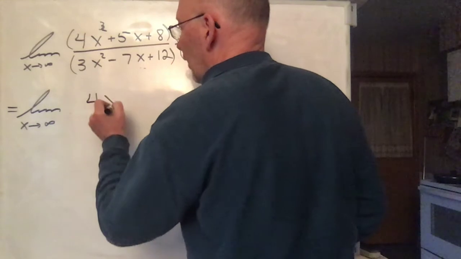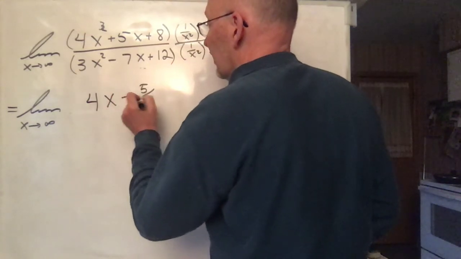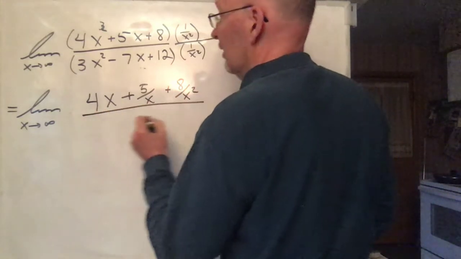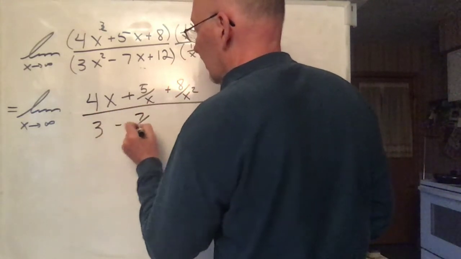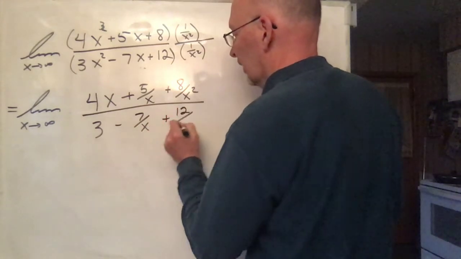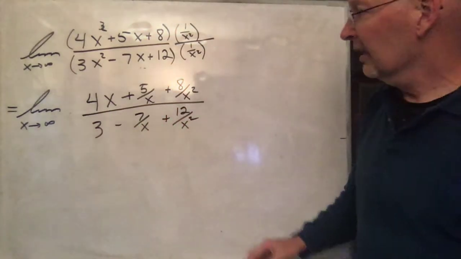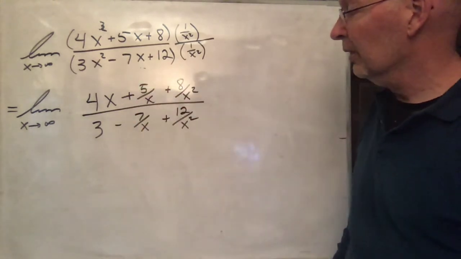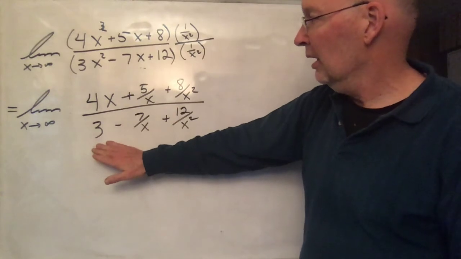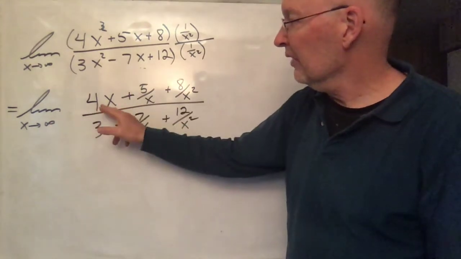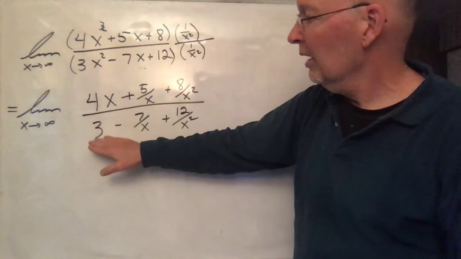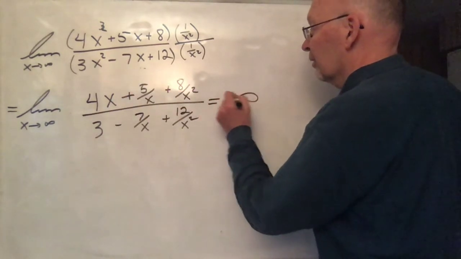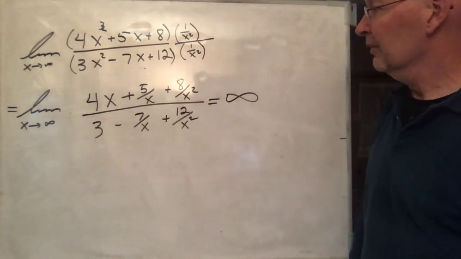We're going to end up with 4x plus 5 over x plus 8 over x squared, all divided by 3 minus 7 over x plus 12 over x squared. And again, you see that these four things here all go to 0. They all go to 0 as x gets big. 3 just stays 3. But the 4x, as x gets big, that's going off to infinity. This thing keeps growing. This just stays at 3, and these all go to 0. So the whole thing is going to be going off to infinity. So you've got that right there.